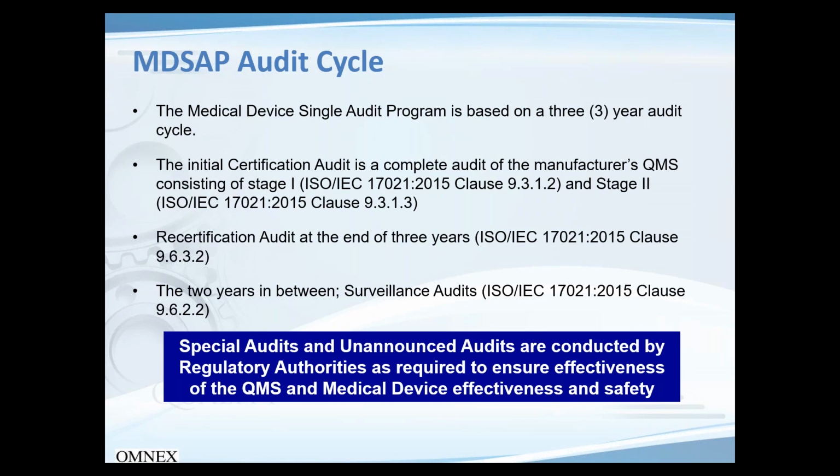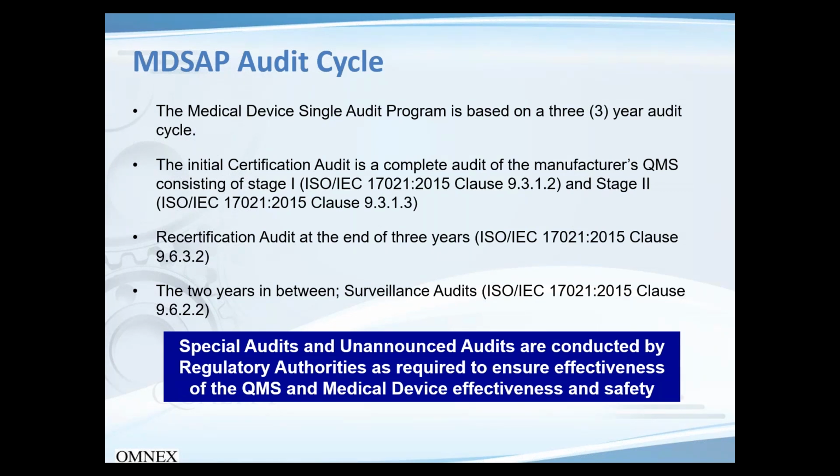Stage 1 is really a documentation audit to determine the readiness for stage 2. If the company has met the intent of all the documentation requirements, is the company really ready for the stage 2 audit? And then at the end of the 3rd year, we have a recertification audit. Sometimes in the MDSAP world, it is called a re-audit, and that will be at the end of 3 years. And in between, we will have surveillance audits, just like any other management system audit and certification cycles.